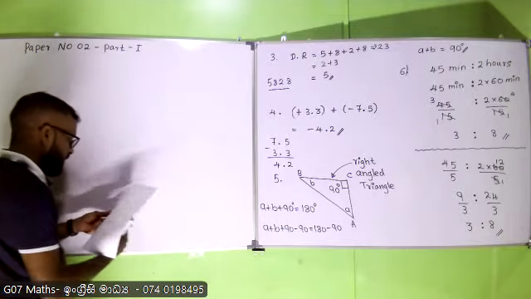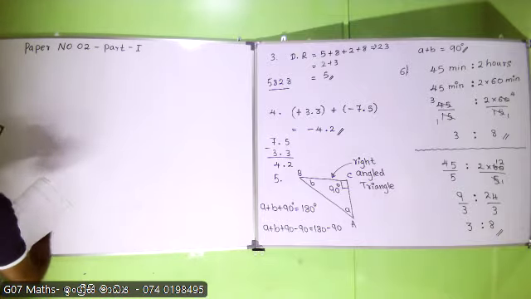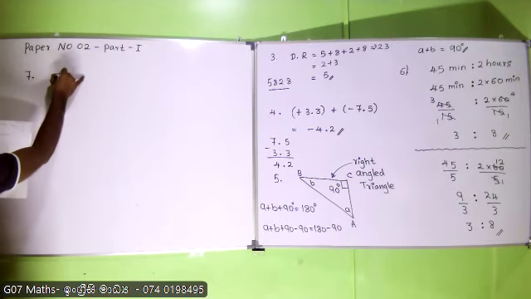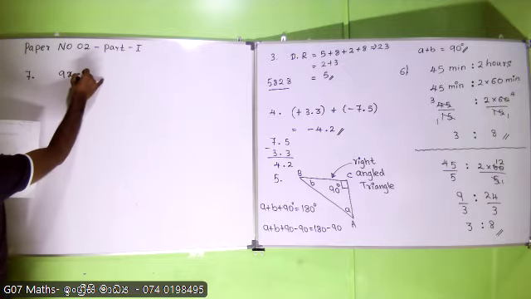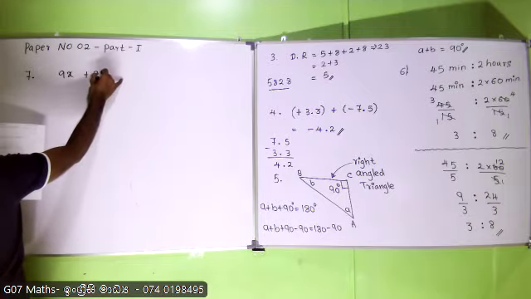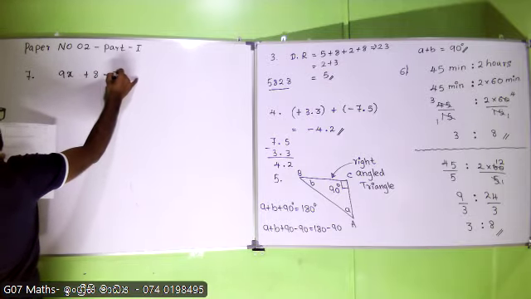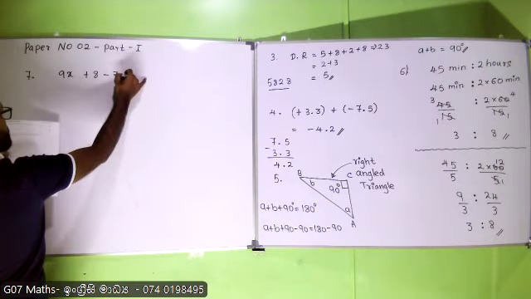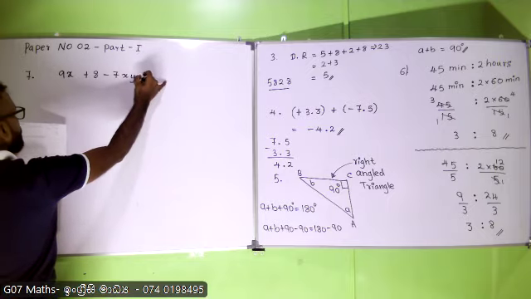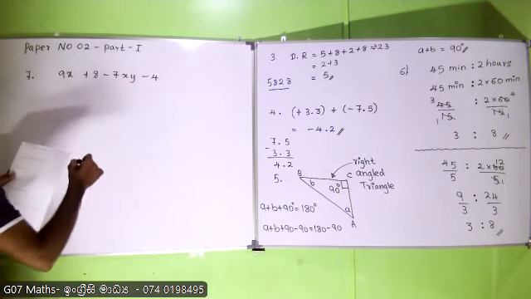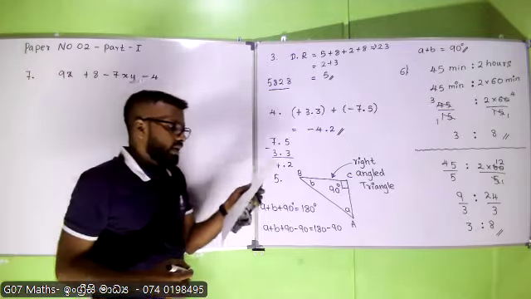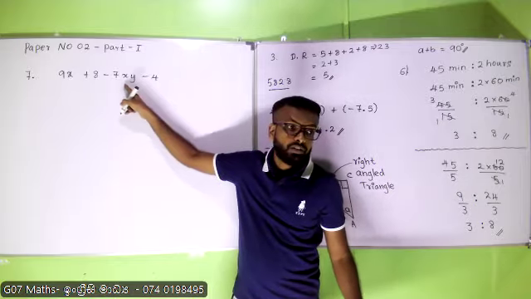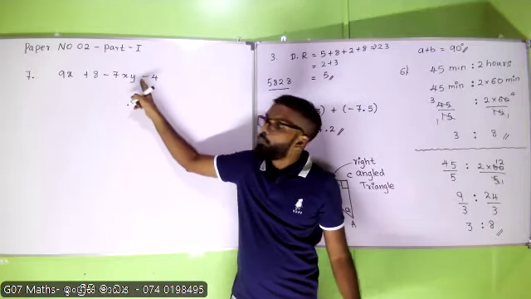Right. So now we have the 7th one, something like this. Simplify 9x plus 7xy minus 4, and 9x plus 8 minus 7xy minus 4.